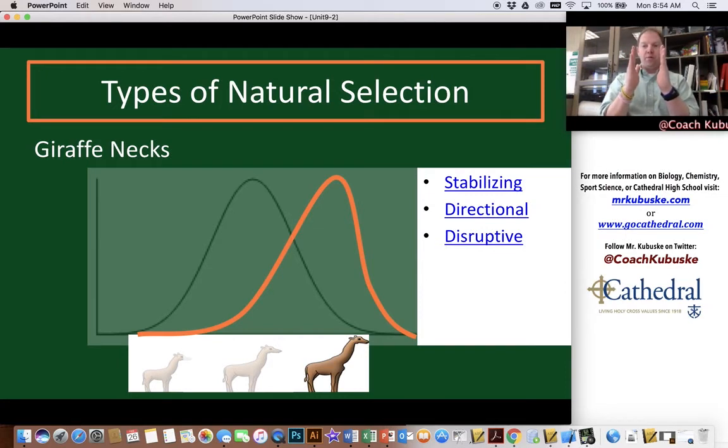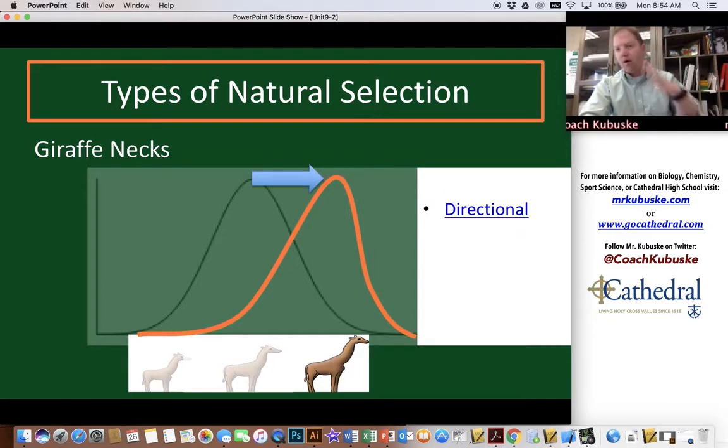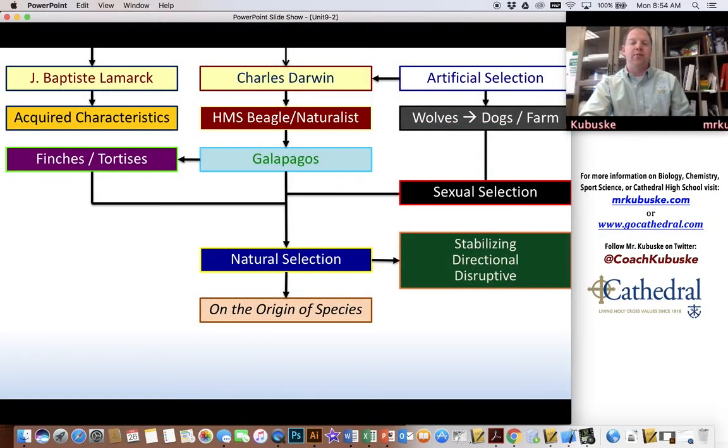So the entire population was here in the middle, and now it's moving. Okay, it's moving towards one extreme version of that trait. So that's known as directional selection. So again, 3 types of natural selection. Still all natural selection, but it's based on the type of trait that we're talking about.